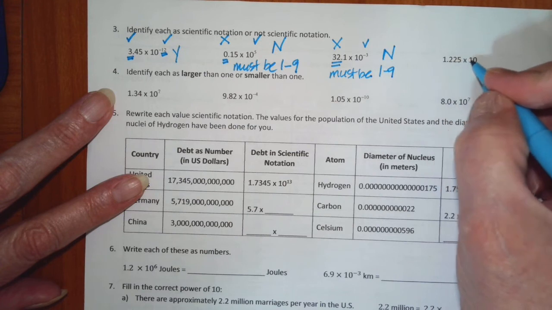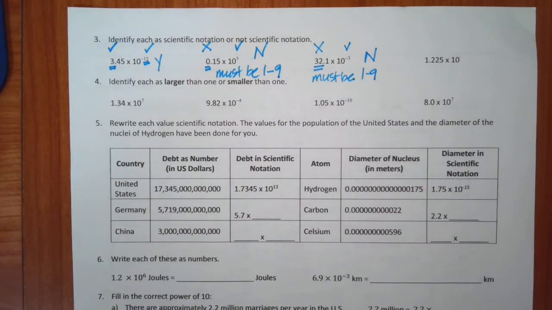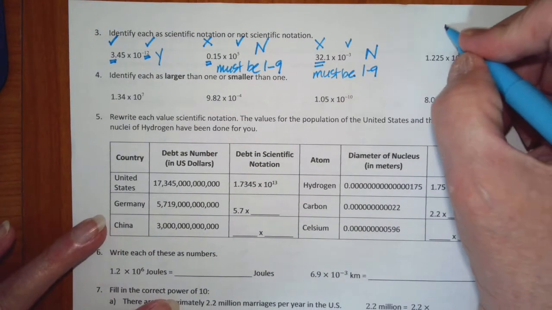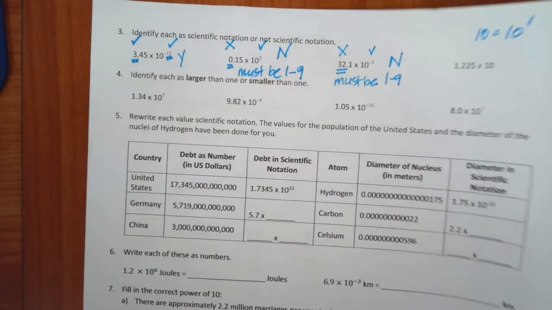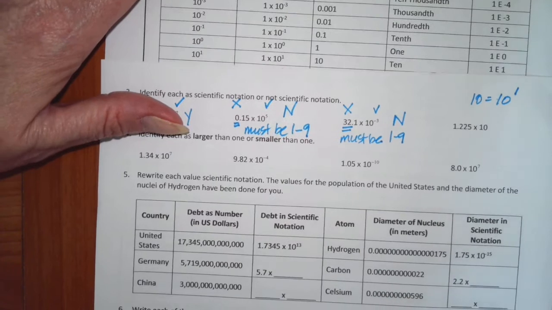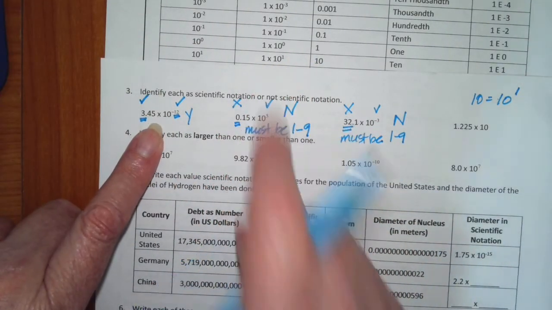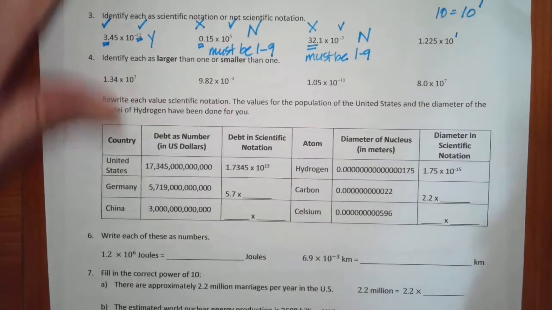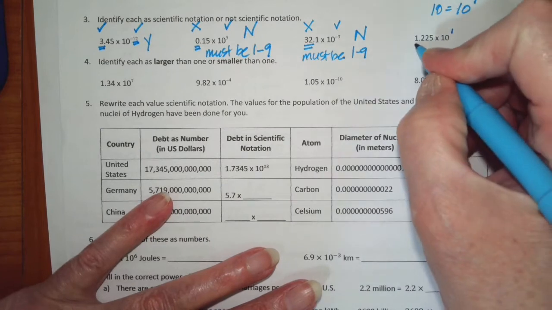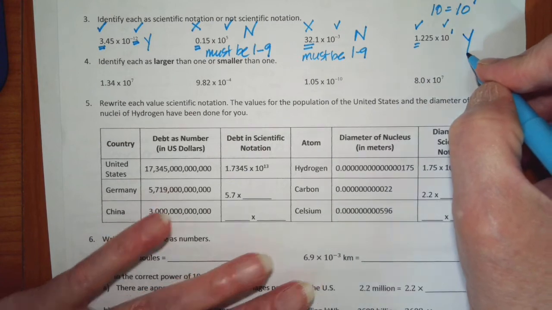And finally, 1.225 times 10. Now, one of the things that you need to know is that 10 is equal to 10 to the first. That was on the chart. So 10 is 1 times 10 to the first, so I can just put an implied 1 there. We normally don't put that, but this is okay. This is okay, so the answer on this one is yes.